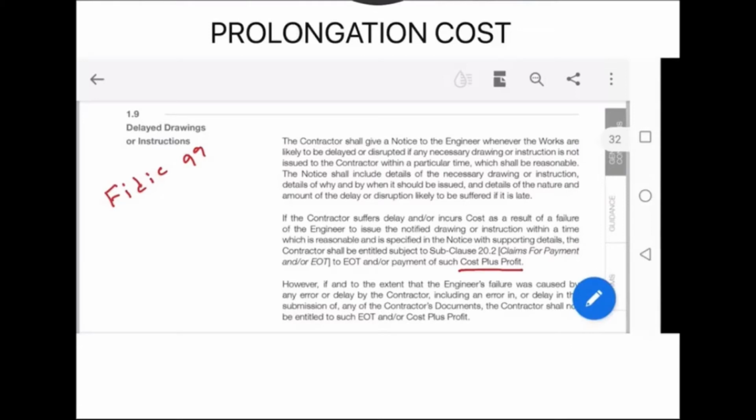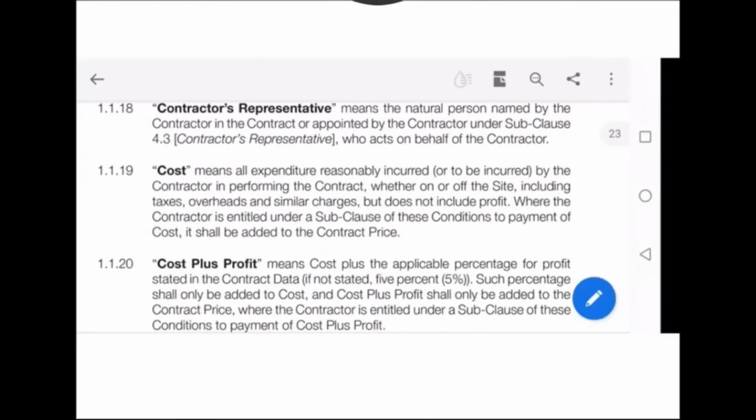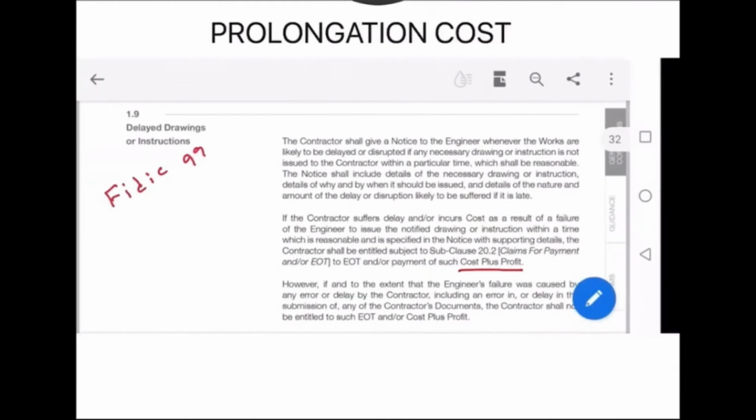Now let's see the definition of cost. Subclause 1.1.19 says cost means all expenditure reasonably incurred or to be incurred by the contractor in performing the contract, whether on or off the site, including taxes, overheads and similar charges, but does not include profit. So the cost means expenditure reasonably incurred, and does not include profit. That's why the clause says cost plus profit.